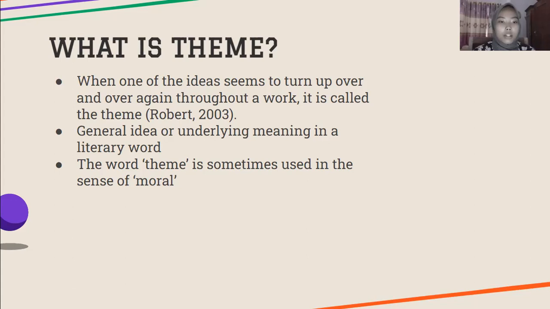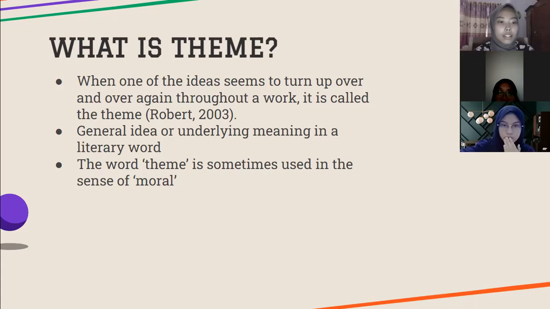Theme is a general idea or underlying meaning in a literary work. It's kind of like the way the author wrote the piece, they put a theme in there. Maybe they're not directly thinking, okay, I'm going to put this theme in here. If you write something, it's going to have a theme. And the third one, the word theme is sometimes used in the sense of moral. So theme can be the moral or lessons of the story.